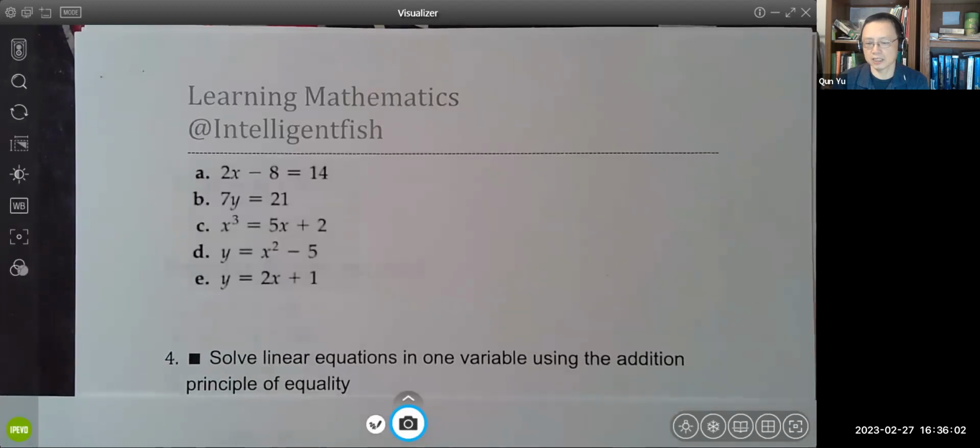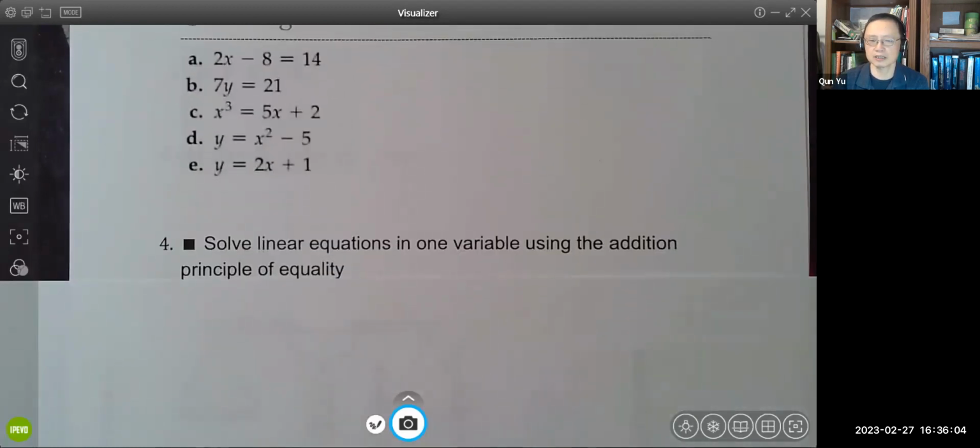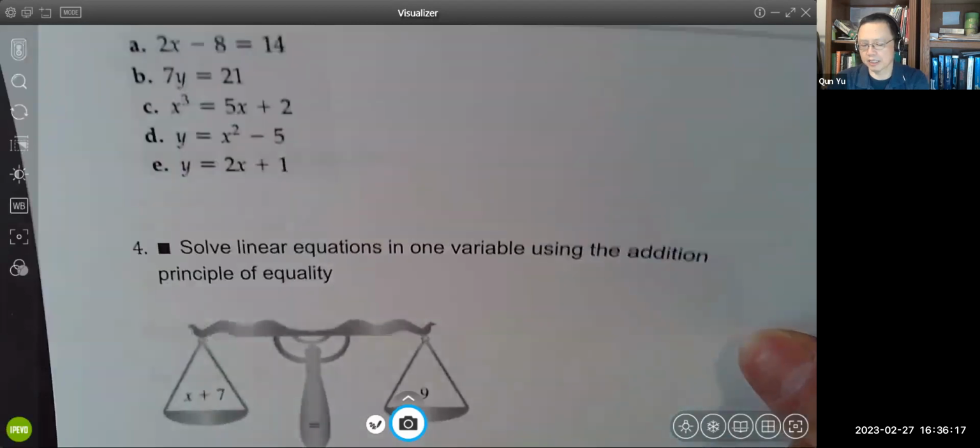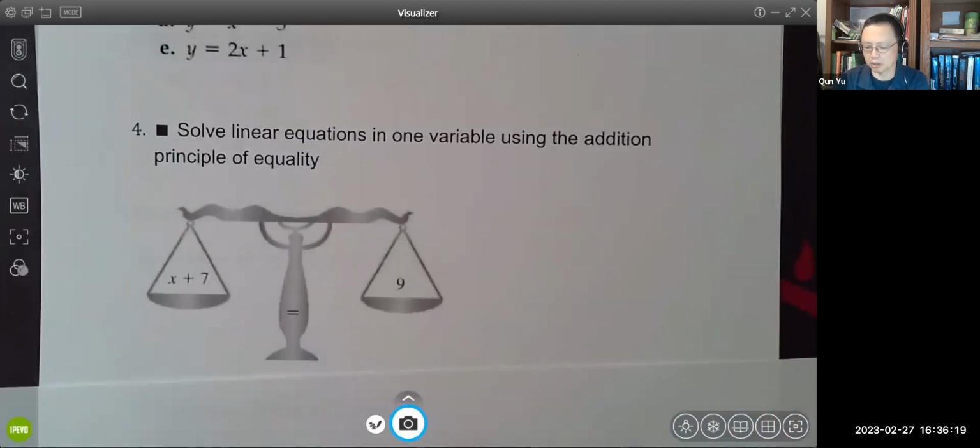Now let's look at our second objective. We want to solve a linear equation in one variable using the addition principle of equality. Now, first of all, let's understand the idea behind this addition principle when we solve a linear equation. Actually, when we solve any equation.